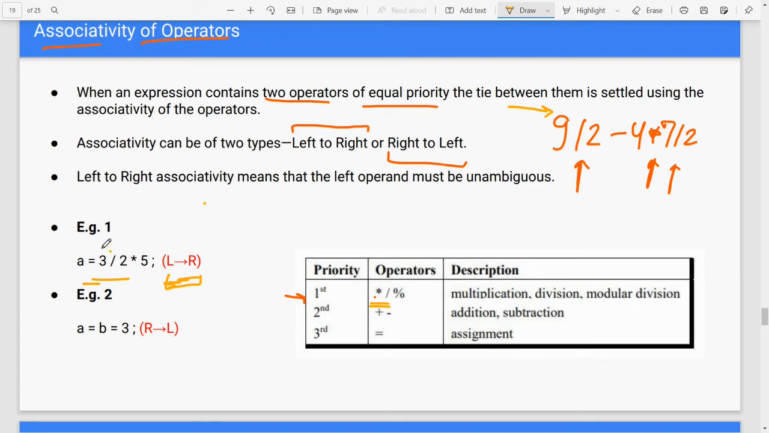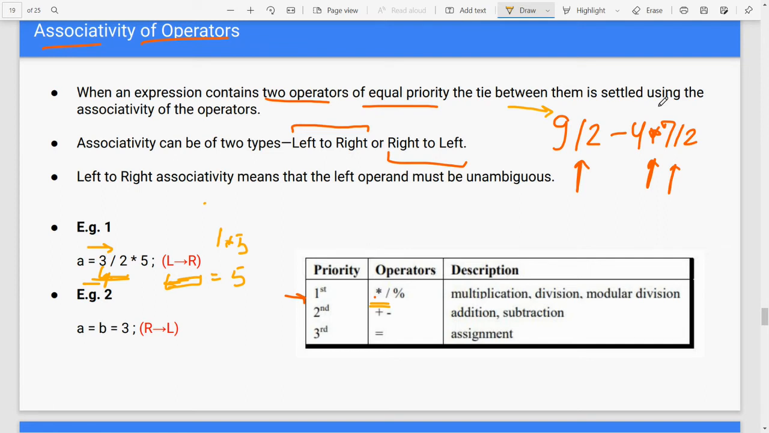Moving left to right, we first encounter this division symbol. So we will do this operation first. 3 divided by 2 is 1 because both are integers. So the next line will be 1 into 5, which is equal to 5. This is the thing that you need to remember.